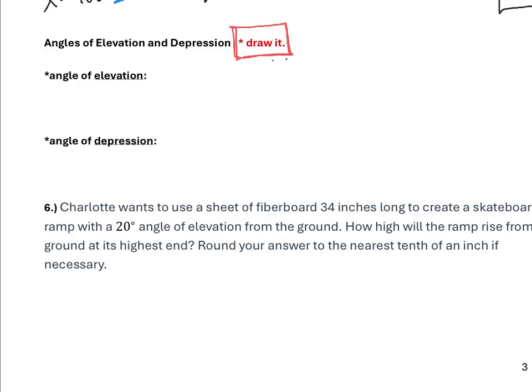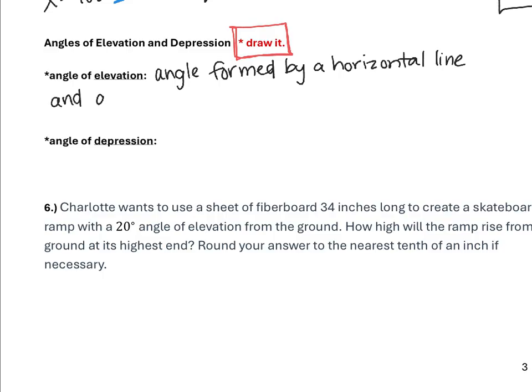So an angle of elevation is an angle formed by a horizontal line and a line of sight to an object above. So elevation goes up, from the ground up.